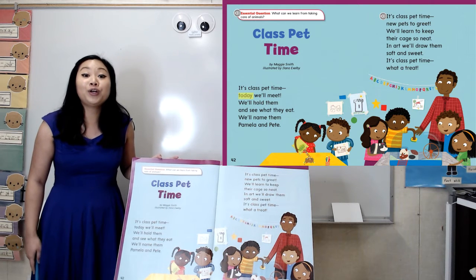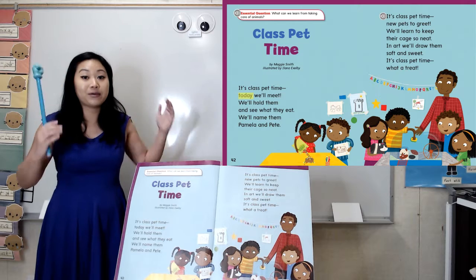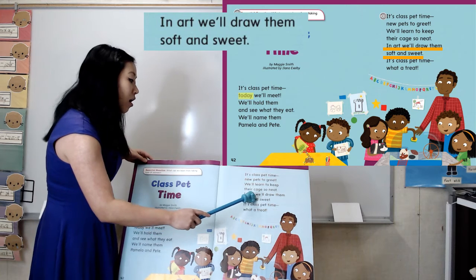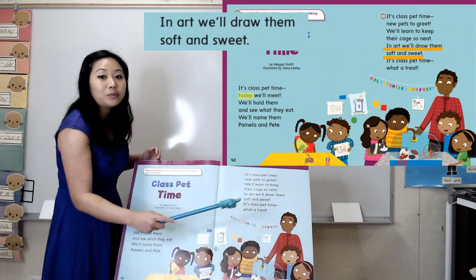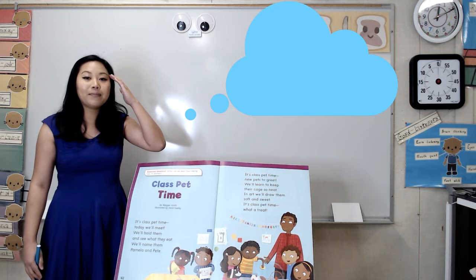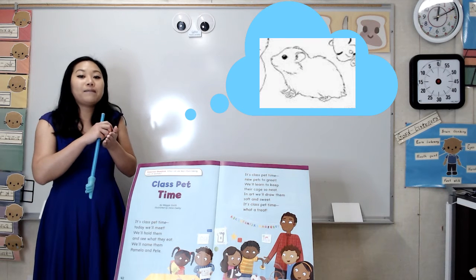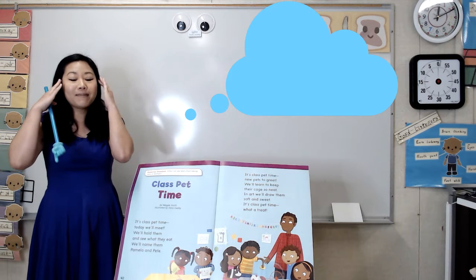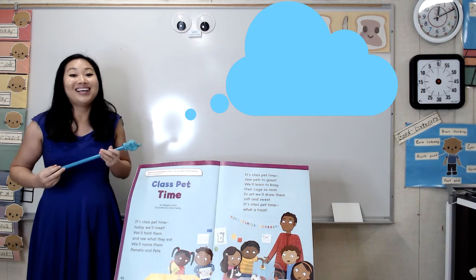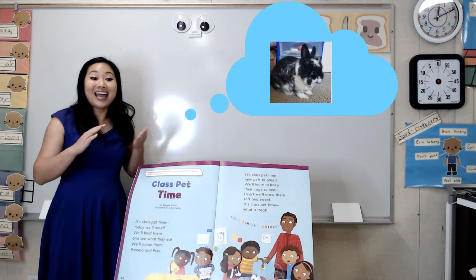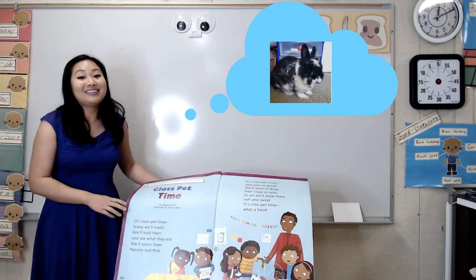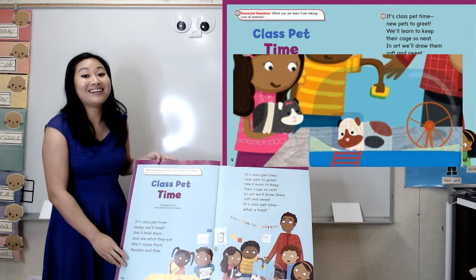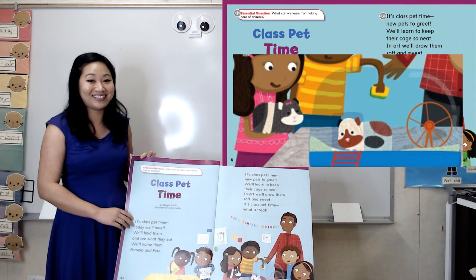Now remember, good readers create pictures in their minds as they read to help them understand the text better. When I read, in art we'll draw them soft and sweet, the picture I made in my brain was of drawing something that has a lot of squiggly lines to show that the pet is soft. And I imagined what a soft pet would feel. I thought about my bunny and how soft my little bunny is. Now, I can see in the picture that the illustrator had a different picture in mind, and that's okay. The pet looks soft and sweet here too.